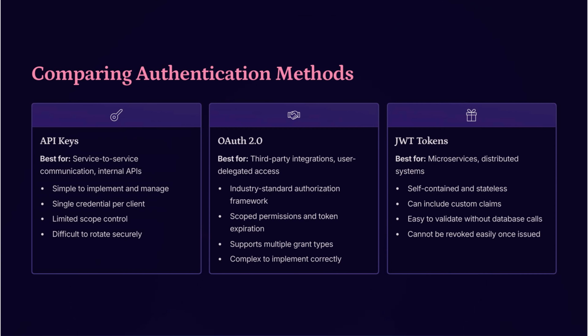API keys are ideal for service-to-service communication, offering simplicity but limited scope control. OAuth 2.0 excels in third-party integrations with scoped permissions, though complex to implement. JSON Web Tokens suit microservices, being self-contained and easy to validate, yet challenging to revoke. Each method serves distinct needs, balancing security and usability.